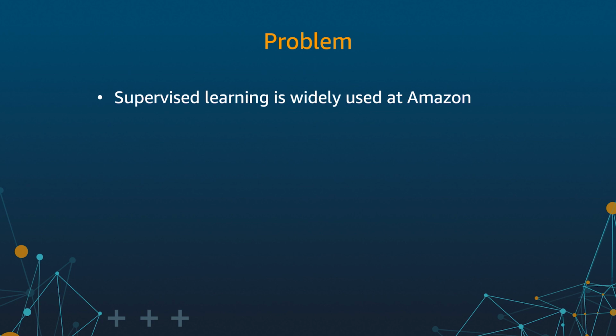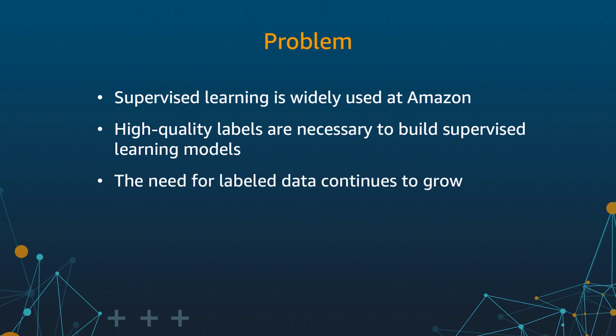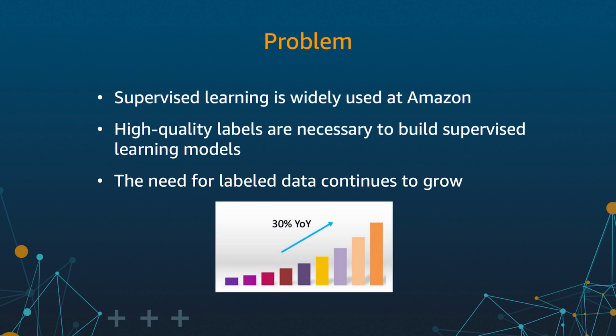Supervised learning has been widely used in various areas in Amazon to improve the efficiency of our machine learning models. In our org, we rely on these models to estimate the risk of different events. However, to train our models, we require high-quality labels. These labels are expensive. As our business grows, our reliance on reliable labels is also growing, and we estimate that to represent a growth of 30% year-over-year for the past few years.